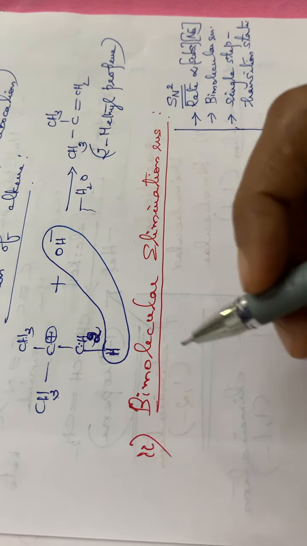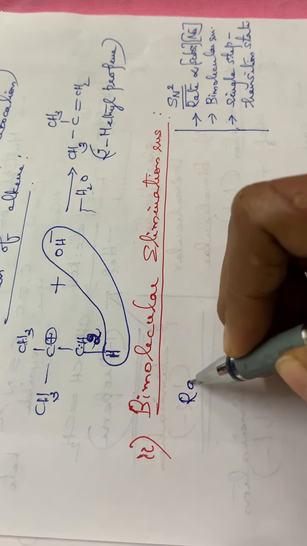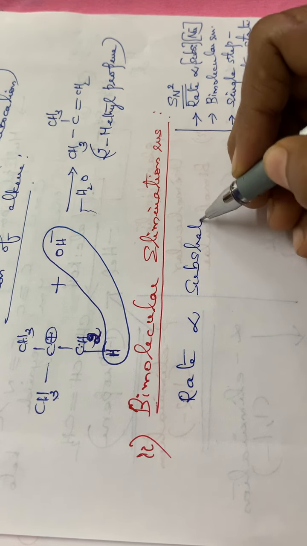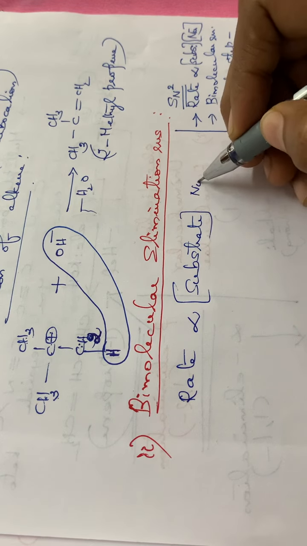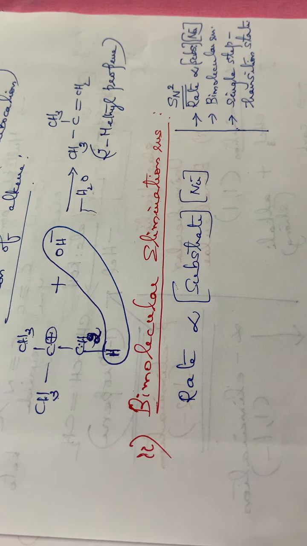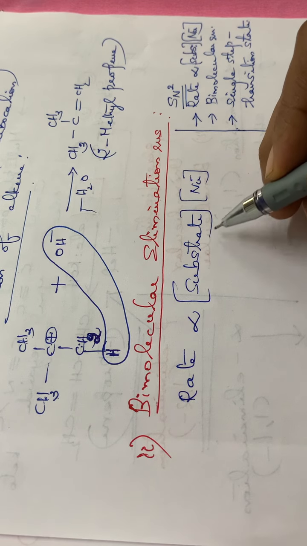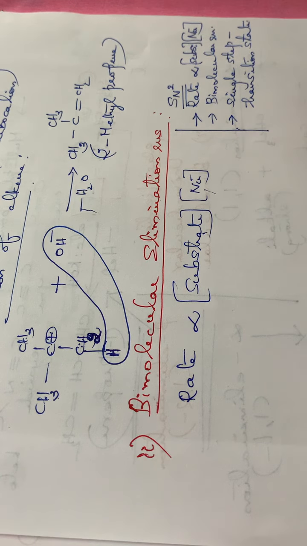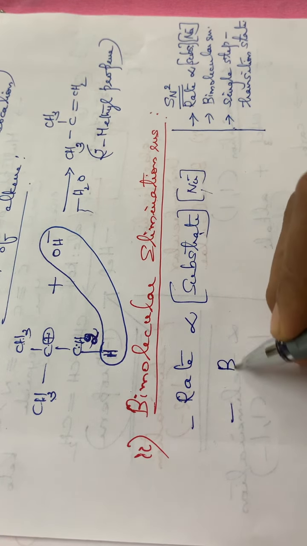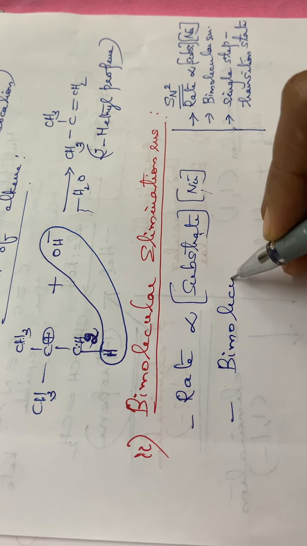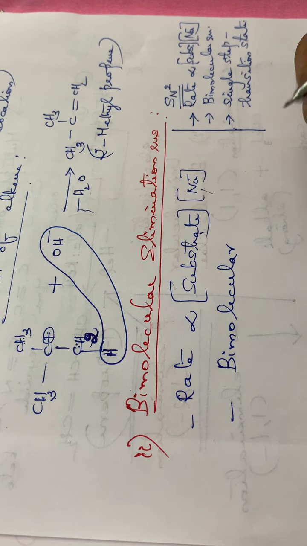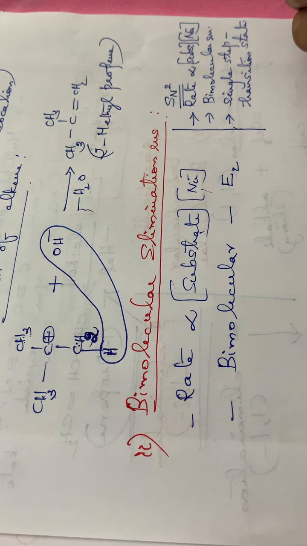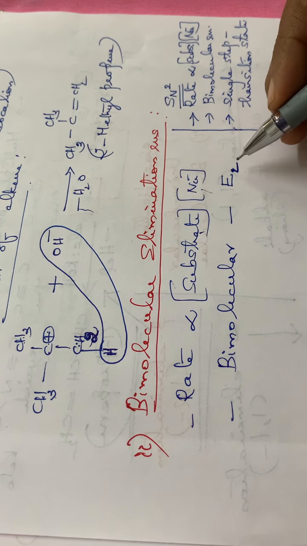In the case of bimolecular elimination reactions, the rate depends upon the concentration of the substrate as well as the nucleophile. Therefore, it depends upon these two species, substrate as well as the nucleophile. So we can call it a bimolecular elimination reaction, and therefore it is denoted by E2. The 2 represents that it is bimolecular.